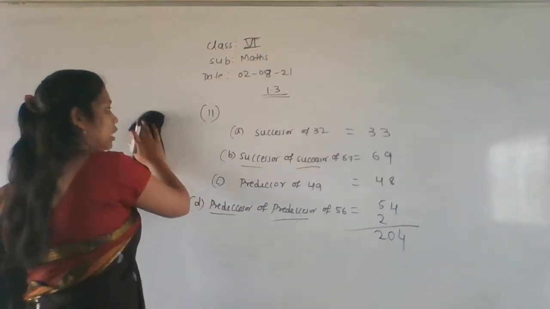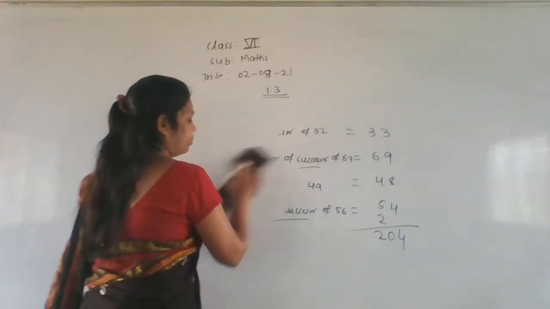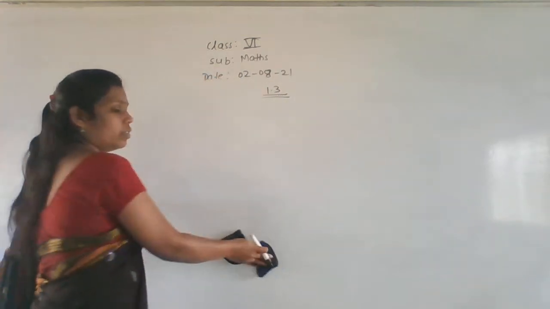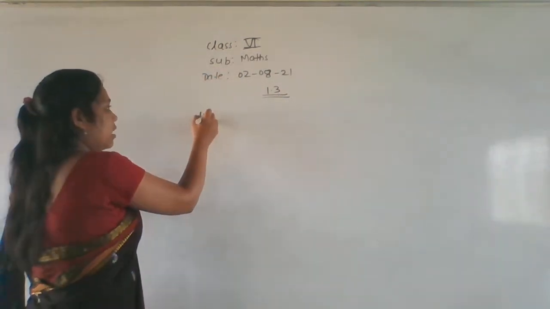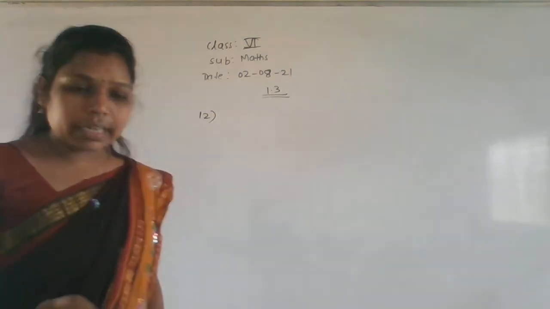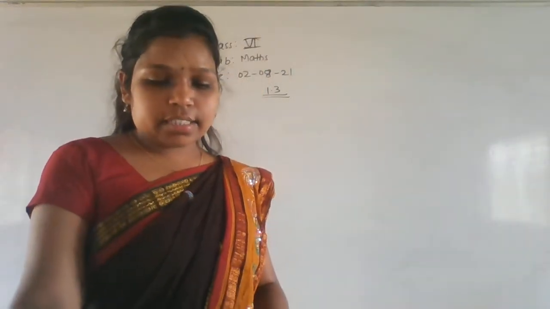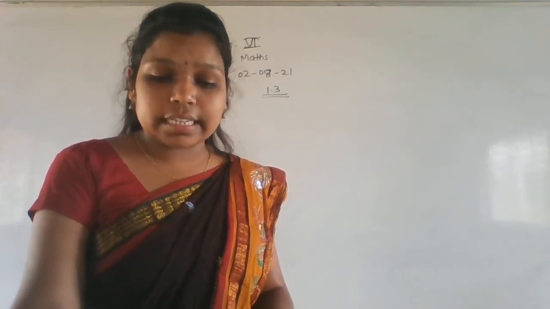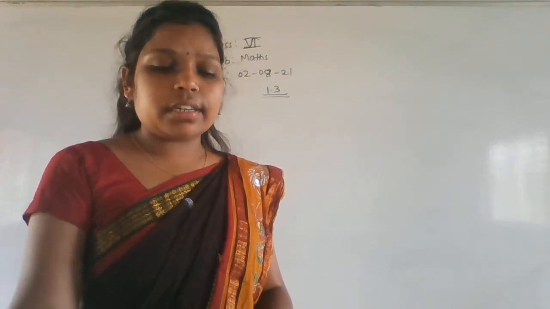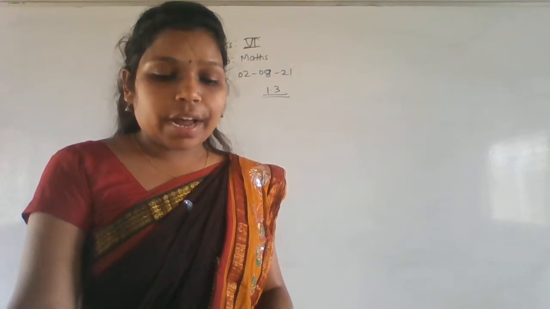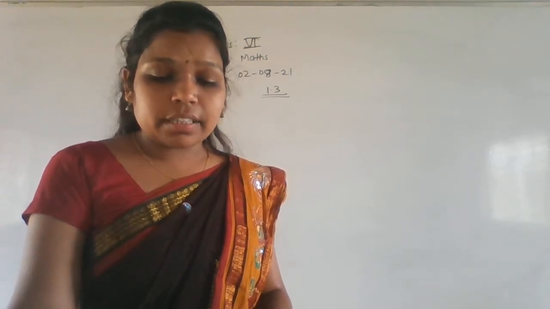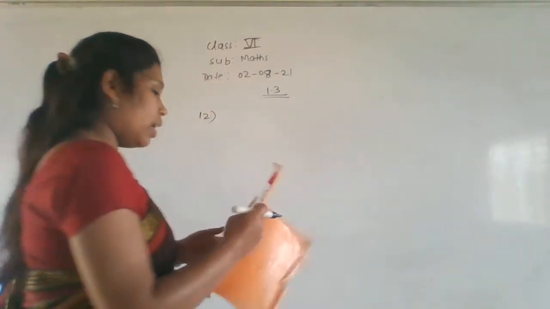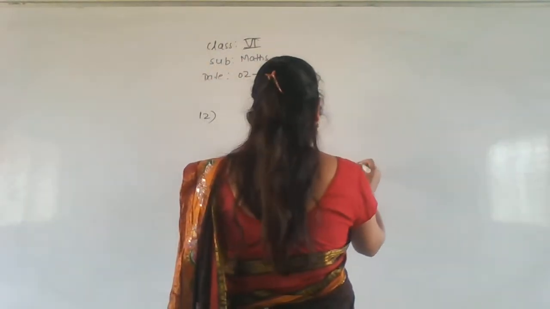Now we'll go with the 12th main, the last main of 1.3. A bus started its journey and reached different places with a speed of 60 km per hour. The journey is shown alongside. Find the total distance covered by the bus from A to D. Okay, so first draw the diagram here. Then only you will understand.